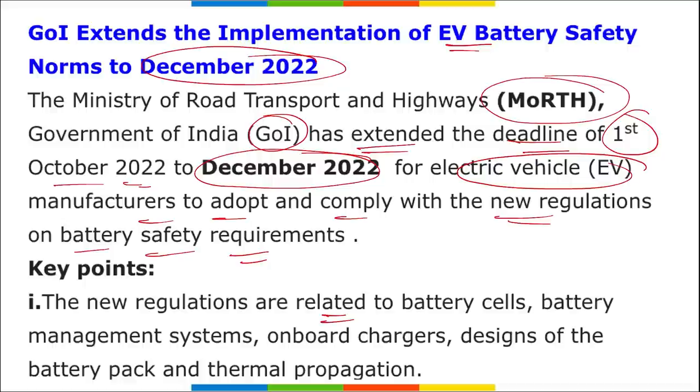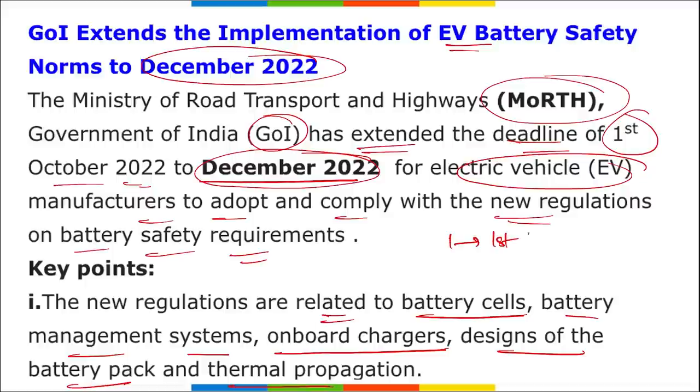The new regulations are related to battery cells, battery management systems, onboard chargers, designs of the battery pack, and thermal propagation. Alright, highly important. Also, the amendment to electric vehicle battery testing standards that were to be implemented from 1st of October will now be implemented in two phases. The first phase will be implemented by 1st of December 2022, and the second phase will begin on 31st of March 2023. All right, so remember this also.